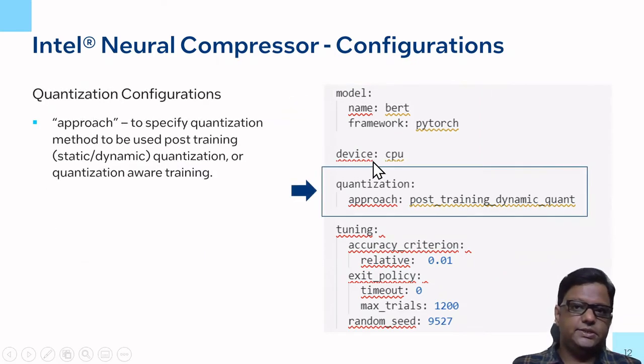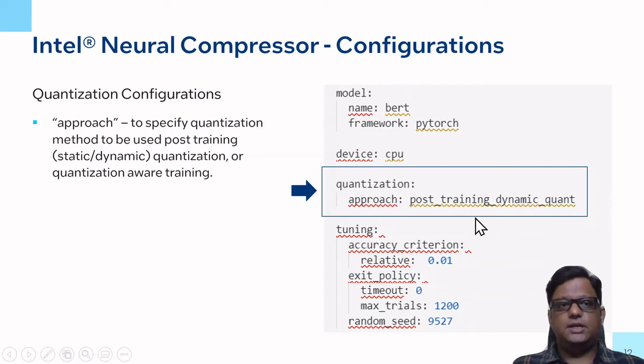The second set is the quantization. Here we specify that we want to work with post-training dynamic quantization. Again, there are other methods available, as we saw in the earlier slide, which talks about static quantization. You also have another option of quantization aware training.